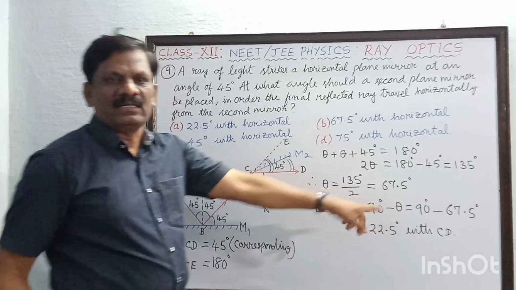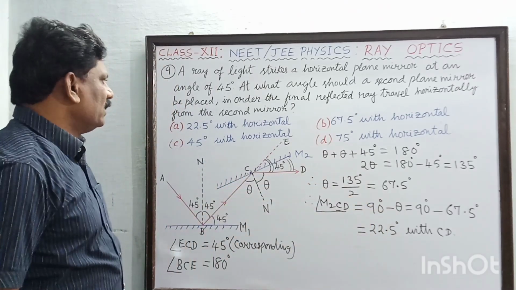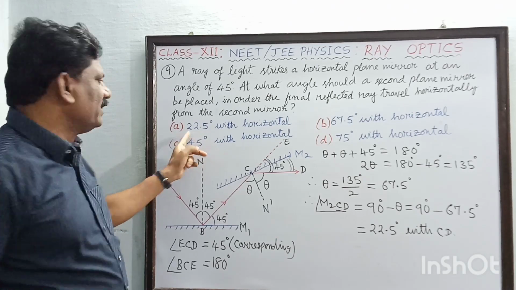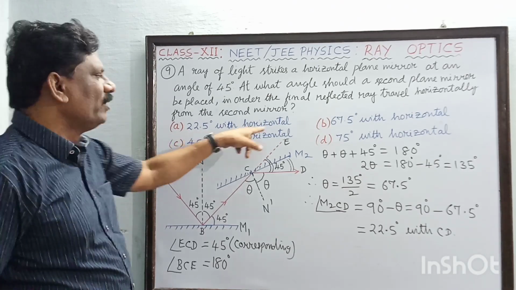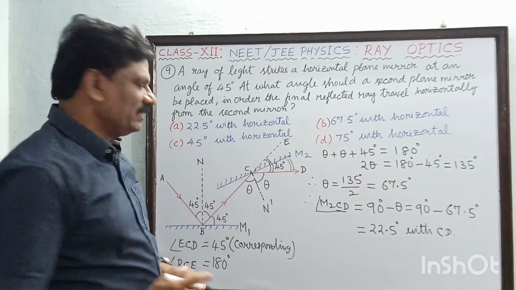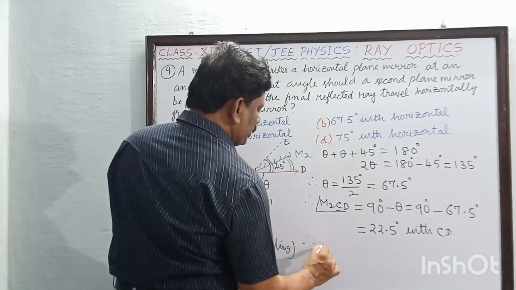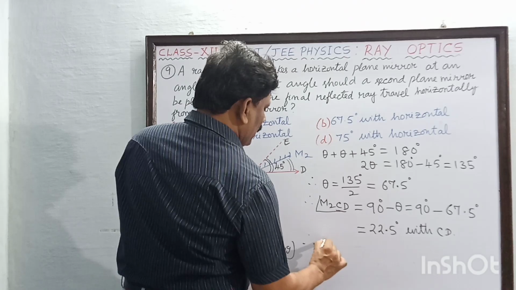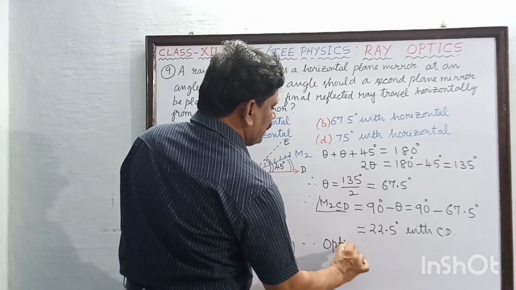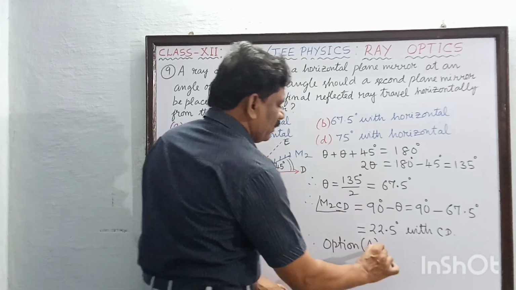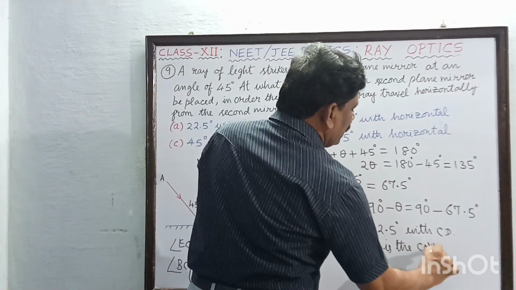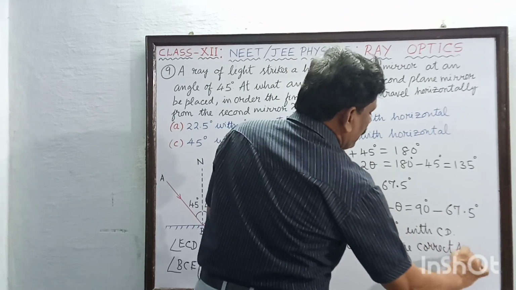What are the four options you see here? Clearly the first option is correct, is it not? Clearly 22.5 degrees with the horizontal. Okay students, therefore what is the correct option? Therefore the answer, option A, is the correct answer. So option A is the correct answer.